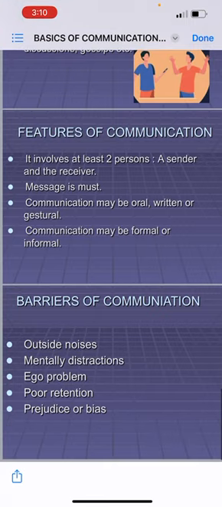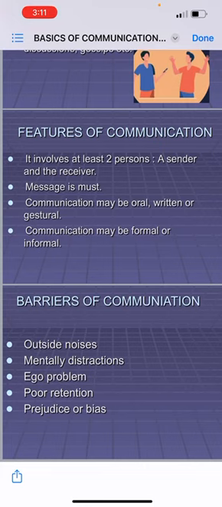And at last, there are some barriers of communication. Barriers, or we can say obstacles of communication. The first is outside noises. For example, if we meet someone and convey our message seriously, or we discuss a serious topic, and all of a sudden outside noises occur, this creates a problem. Because of noises, the communication can become ineffective.